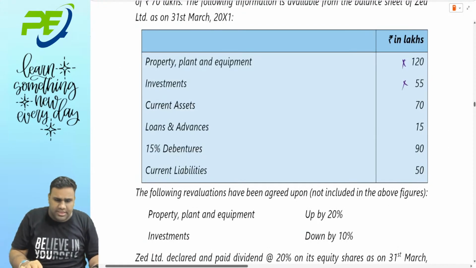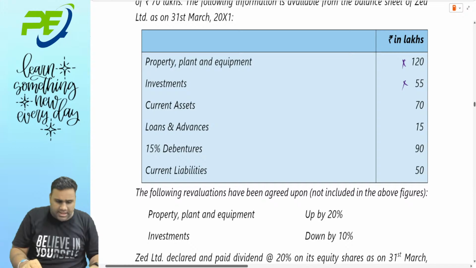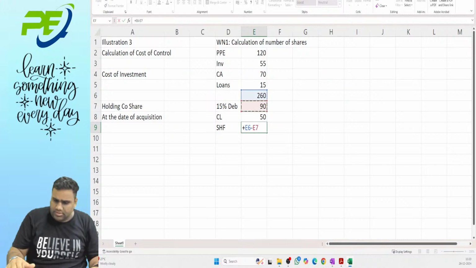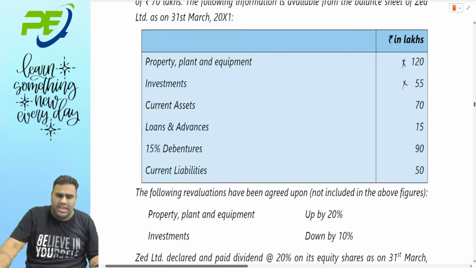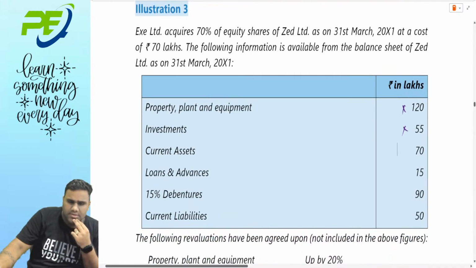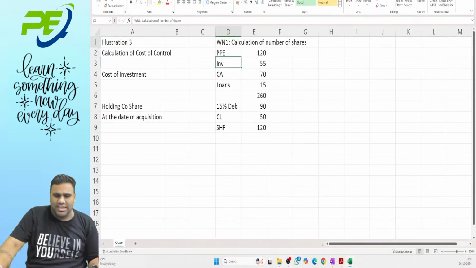This is the total of assets. Then 15% debentures 90, current liabilities 50. So my net assets, oh sorry, not net assets, it will be the shareholders fund. Shareholders fund will be 120. Now, are there any reserves and surplus? No. Where? Not included. So just wanted to clarify, this working note was not even required.